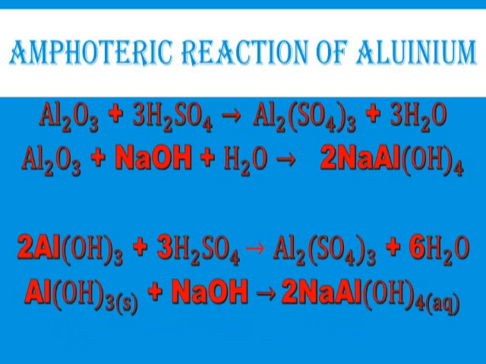So this is the amphoteric reaction of aluminium oxide, and these are the three groups that are considered in this video. In our next class, we shall be giving attention to the remaining five groups.